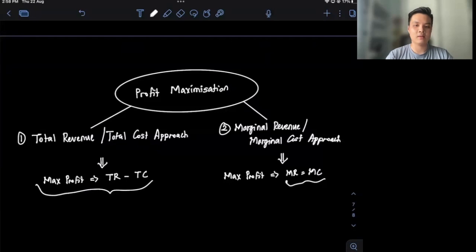And because it is a singular point, this removes the issue of having multiple profit maximizing levels of output, as we have seen in the earlier total revenue and total cost approach, which is why the marginal revenue and marginal cost approach, I would say, is the more effective approach to identifying your profit maximizing level of output.